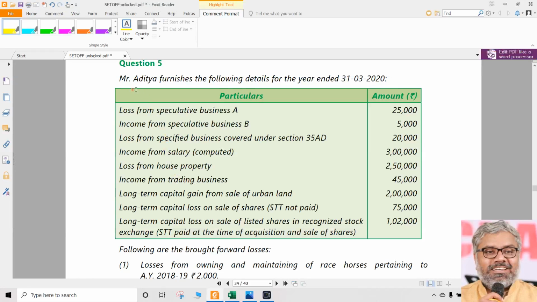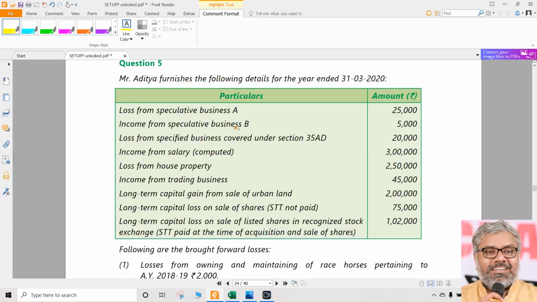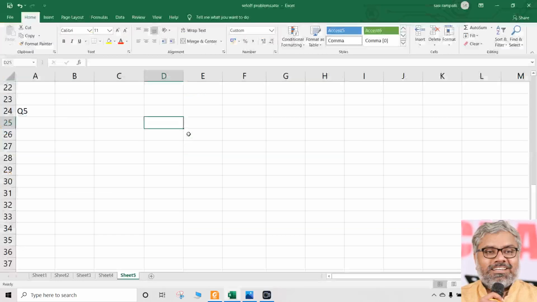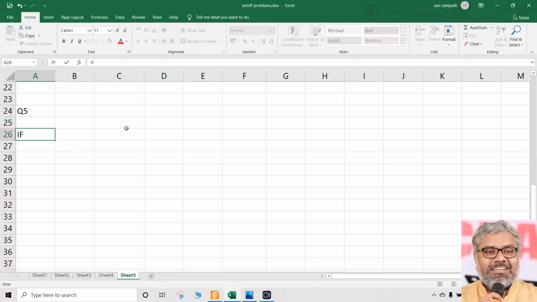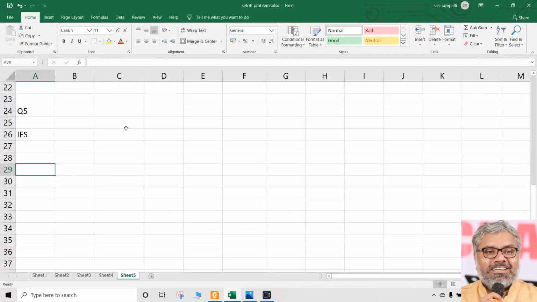Let us take question number 5. Aditya furnishes the following details for the year ended 31st March 2020. A lot of details are given and other things are also very similar. Mostly we'll have the heads of incomes in an inner column and an outer column, nothing much different. So various things are there like income from salaries, that is going to be always positive. If there is a PGBP, that also will be there. If there is income from house property, that will also add. Then there is capital gains and income from other sources, if any.